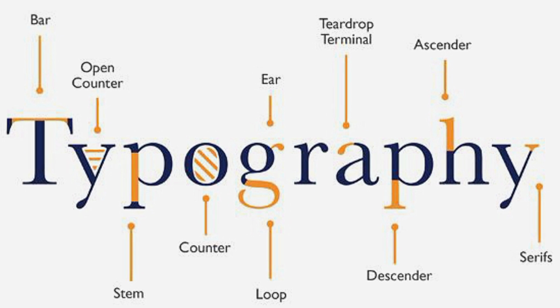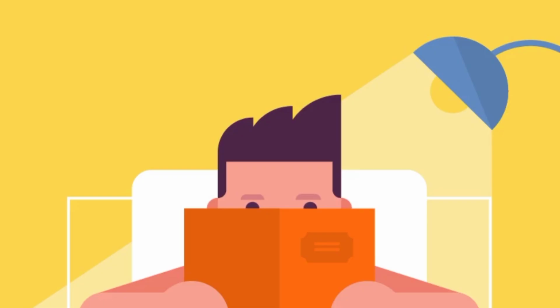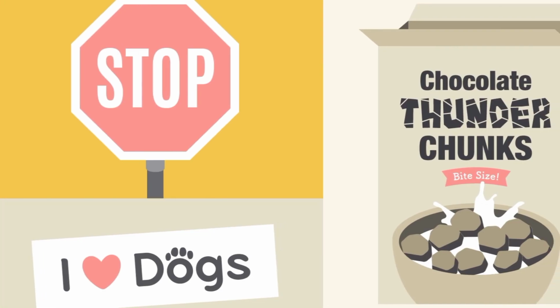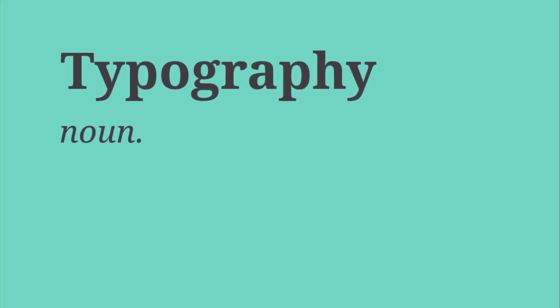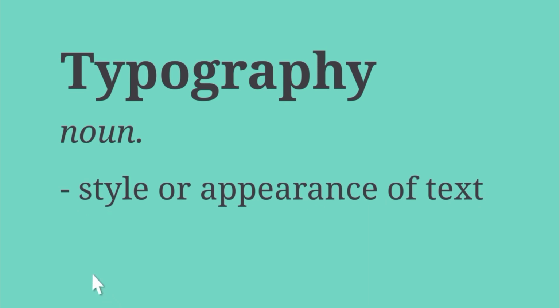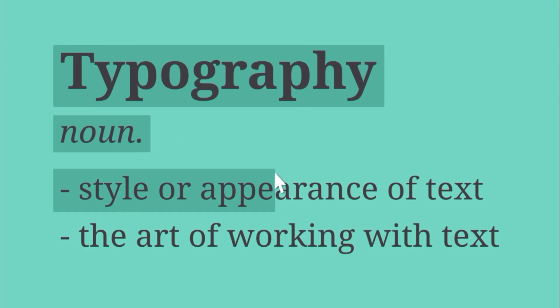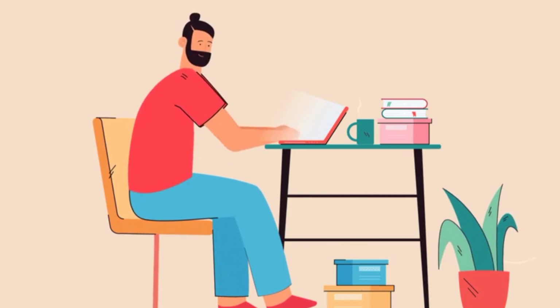So what is typography? Typography is everywhere we look. It's in the books we read, on the websites we visit, even in everyday life, like on street signs, bumper stickers, and product packaging. But what exactly is typography? Simply put, typography is the style or appearance of text. It can also refer to the art of working with text, something you probably do all the time if you create documents or other projects for work, school, or yourself.